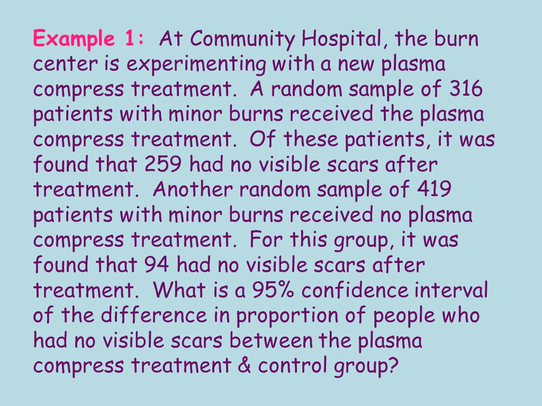Another random sample of 419 patients with minor burns received no plasma compress treatment. For this group, it was found that 94 had no visible scars after treatment. What is a 95% confidence interval of the difference in proportion of people who had no visible scars between the plasma compress treatment and control group? So again, think of those as two different things. So we had 94 out of 419, and we had 259 out of 316. We'll be coming back to those numbers in just a minute.